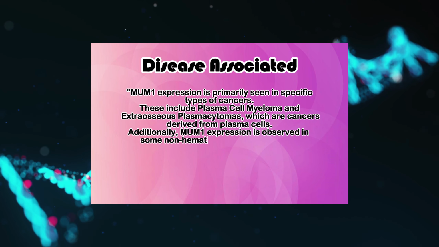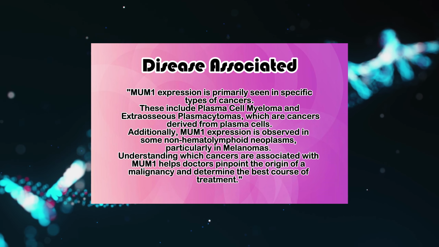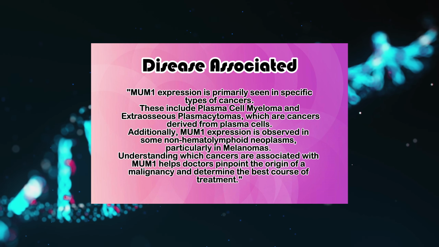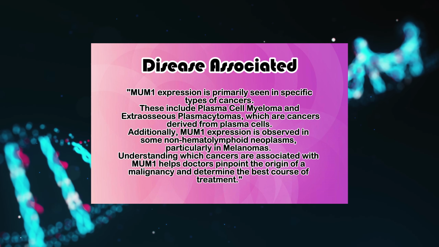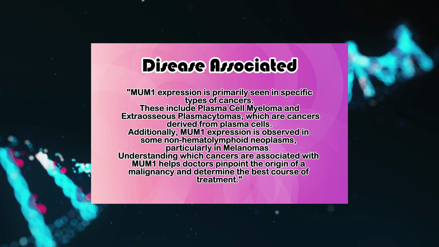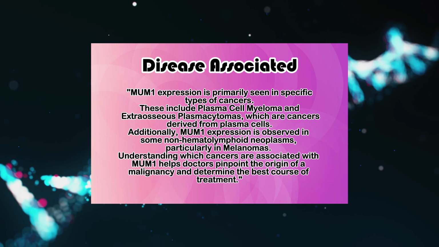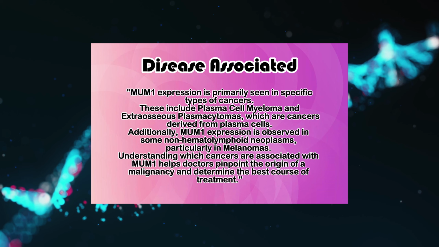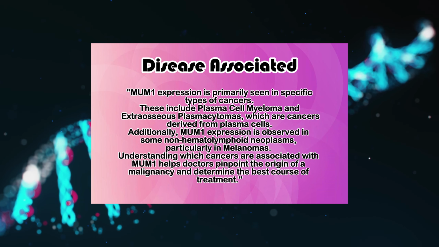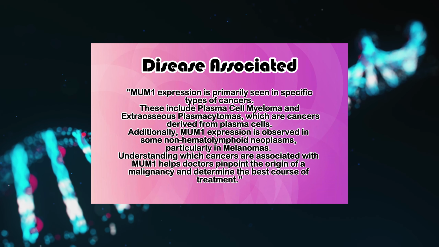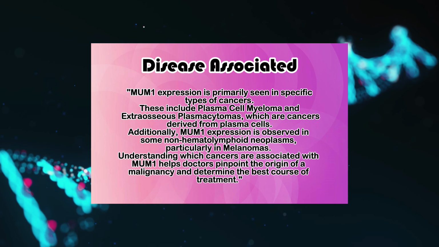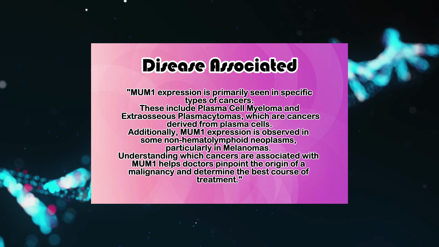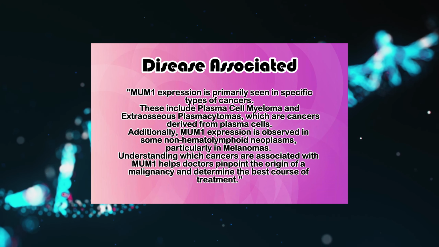Diseases associated with MUM1. MUM1 expression is primarily seen in specific types of cancers. These include plasma cell myeloma and Extraosseous plasmacytomas, which are cancers derived from plasma cells. Additionally, MUM1 expression is observed in some non-hematolymphoid neoplasms, particularly in melanomas. Understanding which cancers are associated with MUM1 helps doctors pinpoint the origin of a malignancy and determine the best course of treatment.